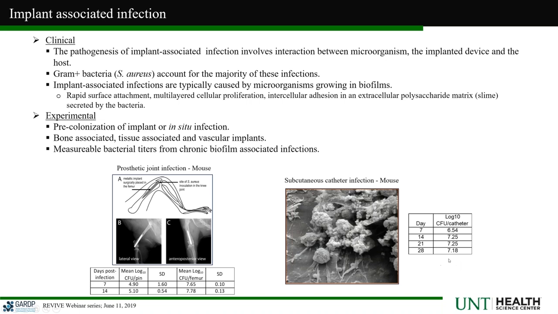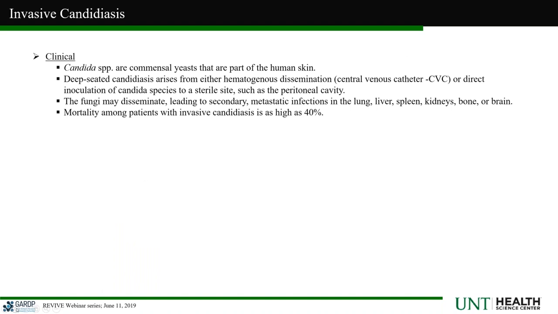This also applies to fungal infections, invasive candidiasis. You can do the same type of thing. Deep-seated candidiasis will come from a dissemination from, say, a central venous catheter. It'll disseminate and spread a lot of times to kidney, brain. Mortality can be high, as much as 40% in some patients.